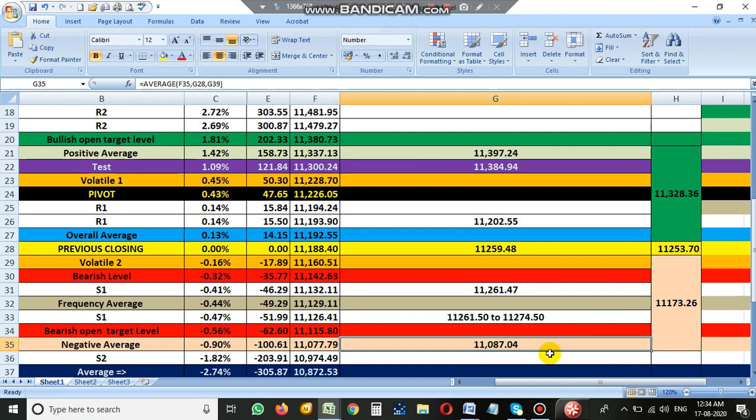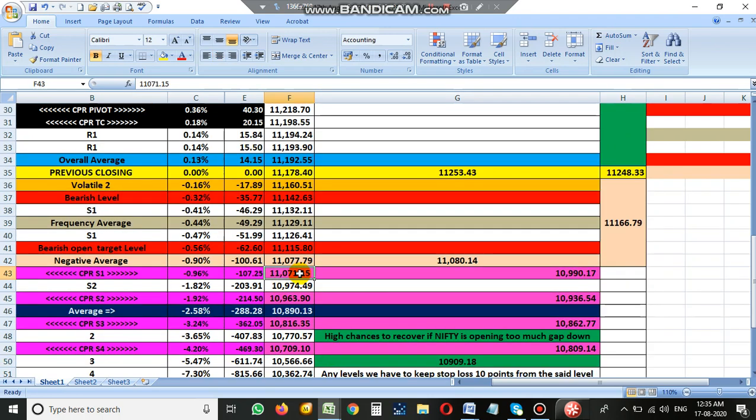Not much difference, around 10 to 20 points is the difference. We have a negative average of 11,077, almost at CPR support level 1. So up to that particular level, the market has chances to fall. Anything that breaks this CPR support level 1, then only it will go to the support level 2 CPR. If the points are too high, they are also telling that half of the mark has a good chance to be reached, so the points are almost more than 100 points. So it shows that it will go to the average of 11,003, up to that level.